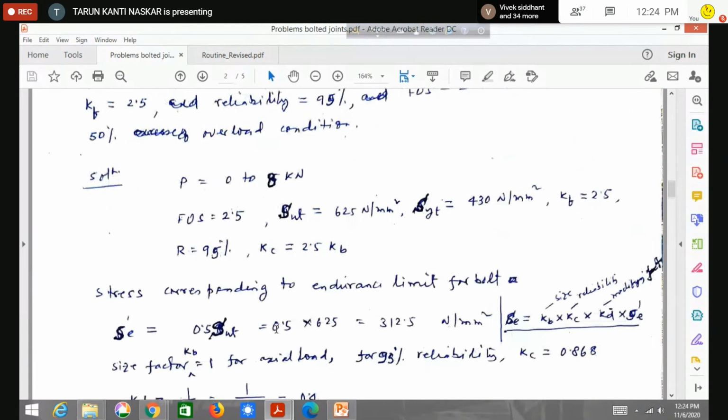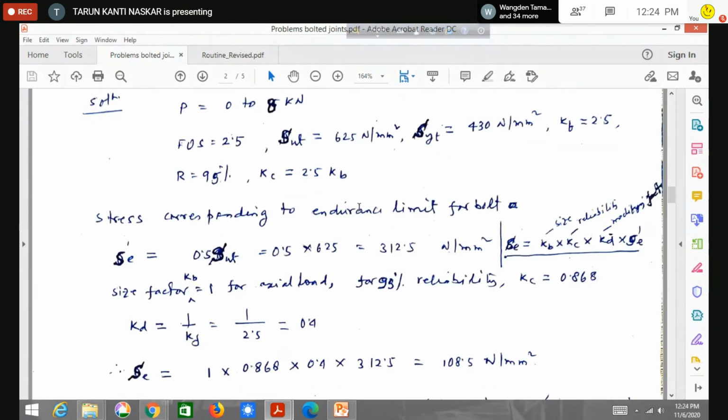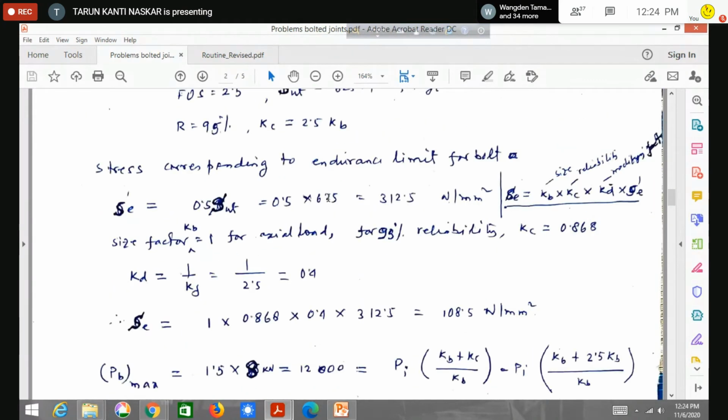Now, P is equal to 0 to 8 kilonewton, and the FOS values are written here. So stress corresponding to endurance limit for bolt, S dash E, is equal to 0.5 SUT. So this is the value. Now there is a value of AC corresponding to size factor, reliability factor, modifying factor. This KD is the modifying factor and this is S dash E.